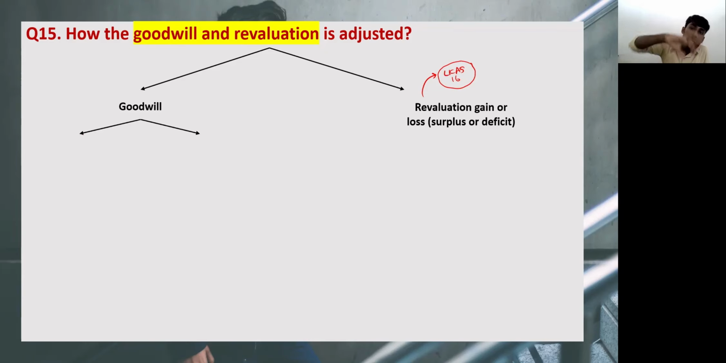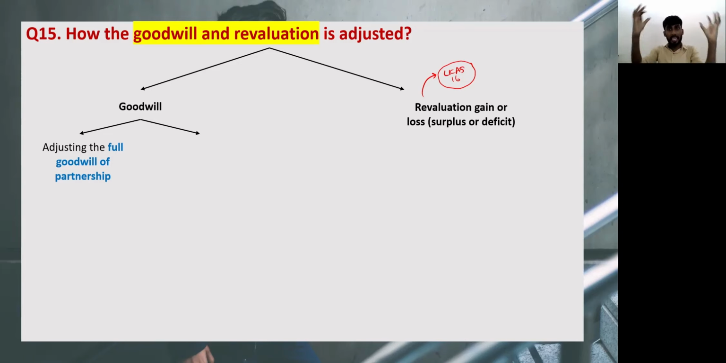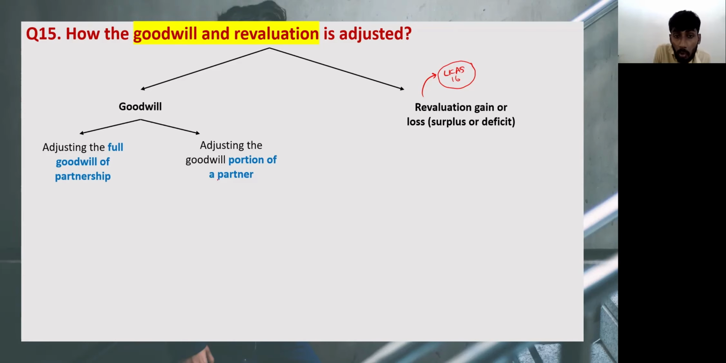So when the goodwill is going to be adjusted, my dear students, we have two methods. We can adjust the full goodwill of the partnership, that means the goodwill of the entire business, or else we can adjust for the goodwill portion of the partner. Now, if we have goodwill of 500 for the entire business and we adjust in that, then it is known as adjusting for the goodwill of the partnership. Or else we can say this 500 is collectively owned by ABC.